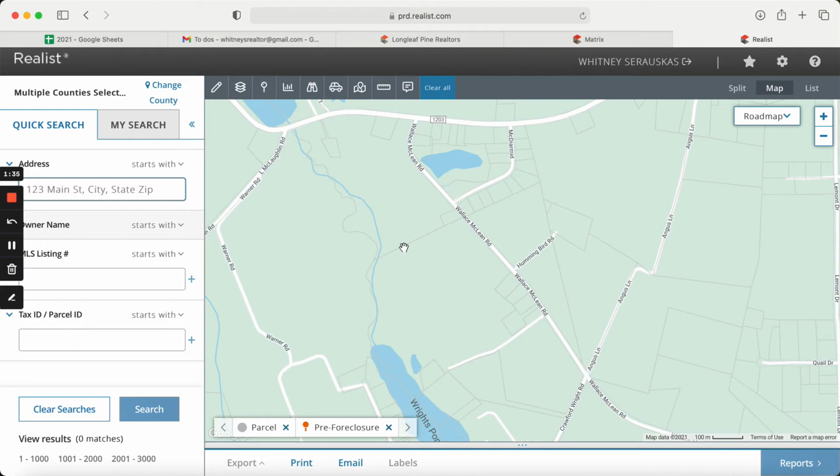So I'm going to just use an example. You could either put the address, the owner's name, the listing number, or the parcel ID. But again, the easiest way I usually do is the address, or if I already know the parcel ID. Those are the two features I usually use most often. Alright, so I'm going to use this address as an example.